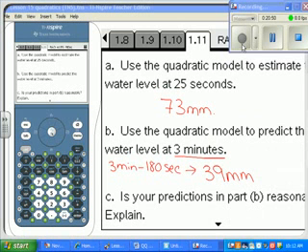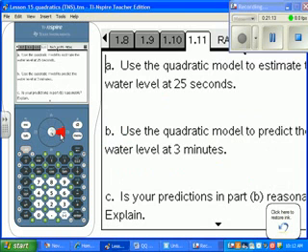Okay, the last part of this asked, is your prediction in part B reasonable? 39 millimeters is reasonable. Now, had you put in a 3, would it have been reasonable? No. So that question was there to check yourself to make sure that you change those units. Okay? Doing all right? Excellent. You guys are making me happy today.